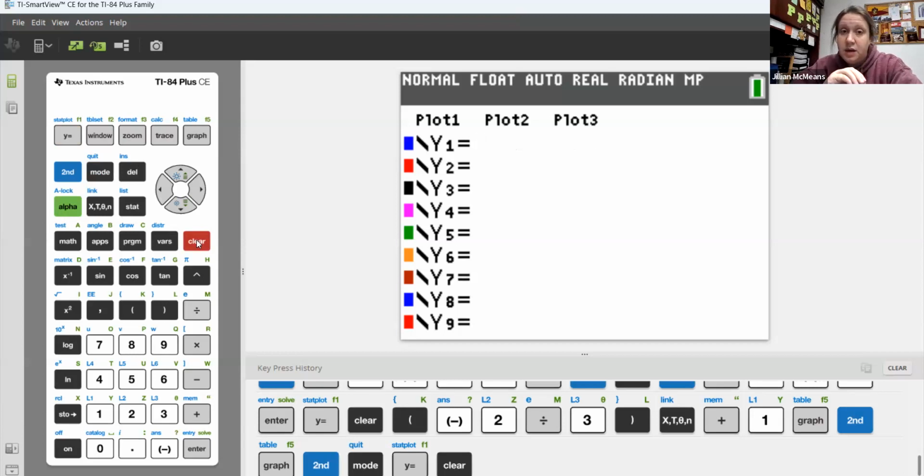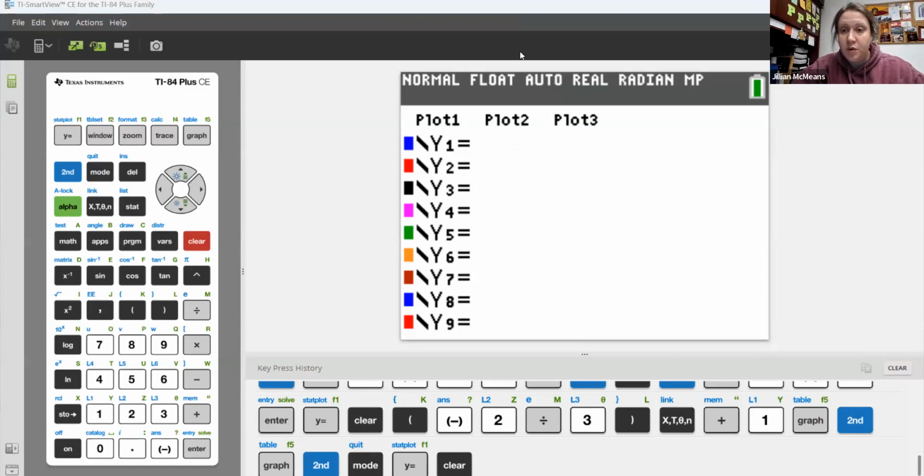I always put my two equations in y1 and y2. Now, here's the thing. This literally says y1 equals and y2 equals. That means the two equations in your system have to be in slope-intercept form. You have to solve them for y before you can type them in. So let's go to the whiteboard now.